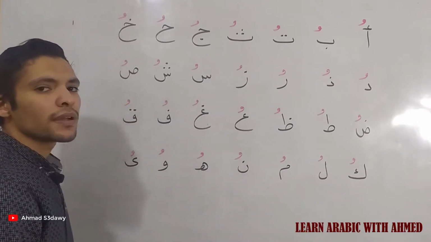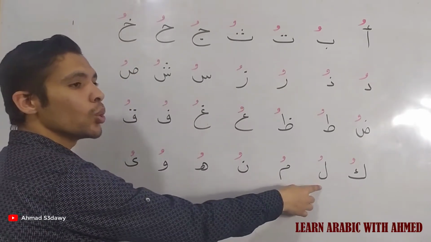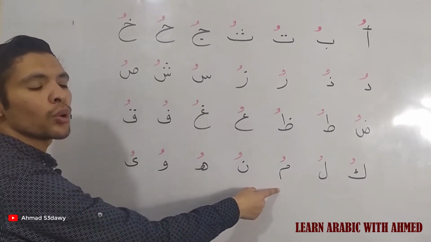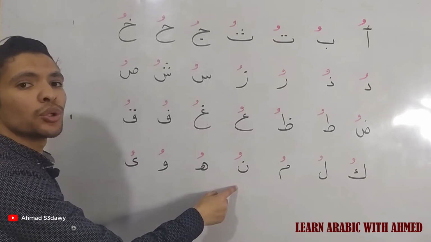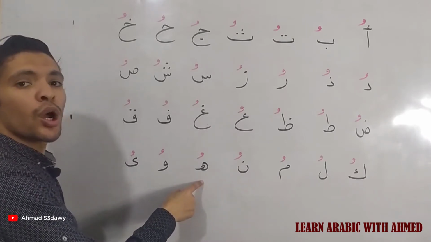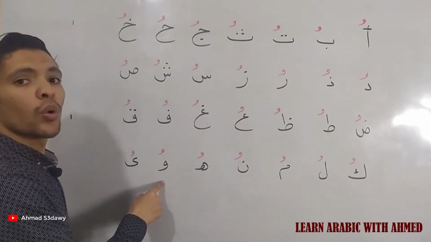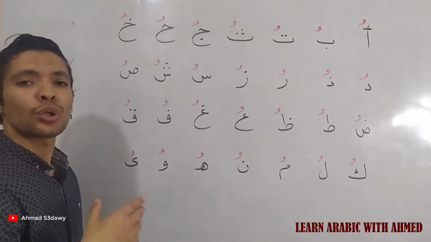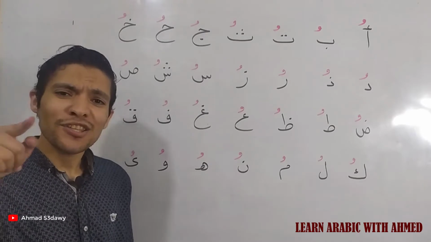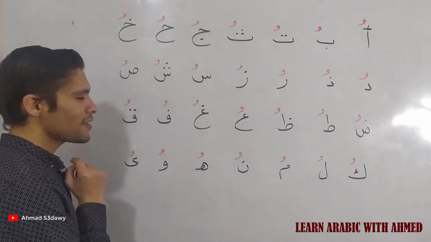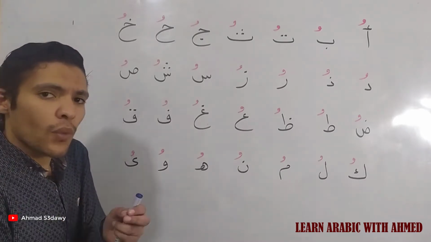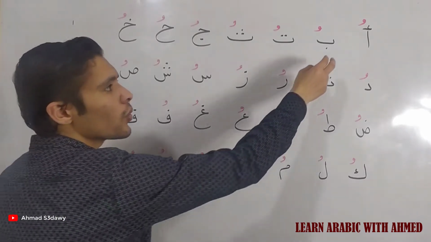The Lam, how do you say it? Lu. The Mim, Mu. The Noon, Nu. The Ha, Hu. The Waw, Wu. The Ya, Yu, just like you. Okay? So let's try to pronounce every letter, once with Fatha and the other one with Damma.